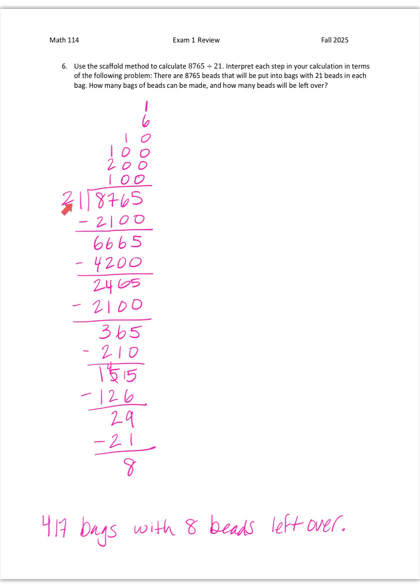So I said, I think I can definitely make 100 bags. So I put 100 here, and I did 100 times 21 beads per bag. So this is 100 groups of 21. That's 2,100 beads. I'm going to write down what each of these numbers is representing. This 100 was me saying I can make 100 bags of beads. And when I multiply the 100 times the 21 and get 2,100, that's 2,100 beads I've used.